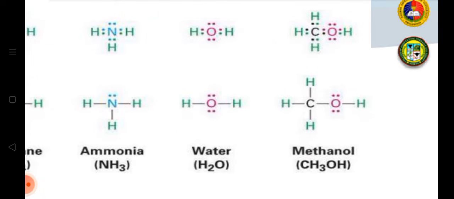Okay, let's proceed to water. So ang water, we have here oxygen. The valence electron of oxygen is 6. So we can see na 6 kabuok pink dots. Okay, 6 kabuok pink dots. And then duha kabuok green dots from hydrogen atoms. So 6 plus 2 is equal to 8. So nag-follow kaya siya sa octet rule.